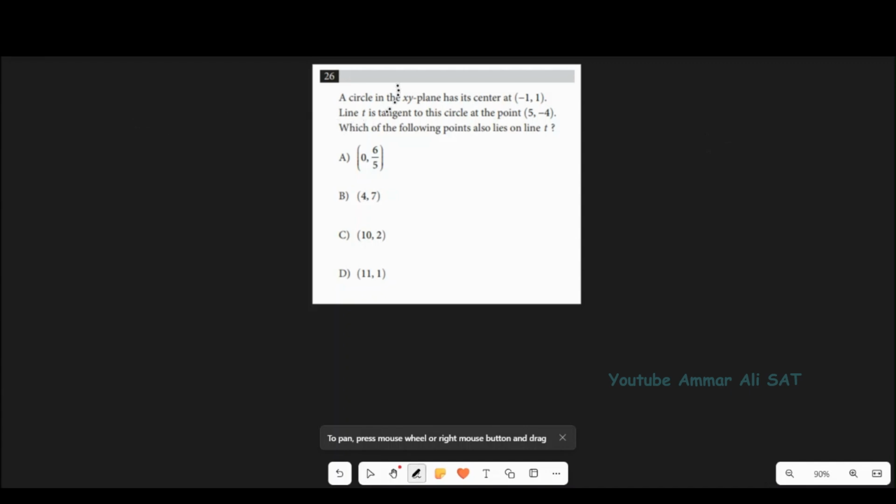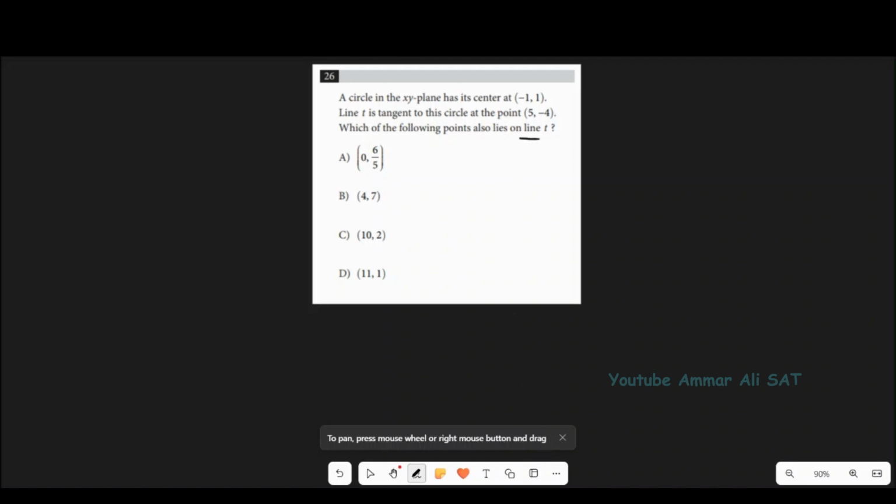A circle in the xy plane has its center at (-1, 1). Line T is tangent to this circle at the point (5, -4). Which of the following points also lies on line T?